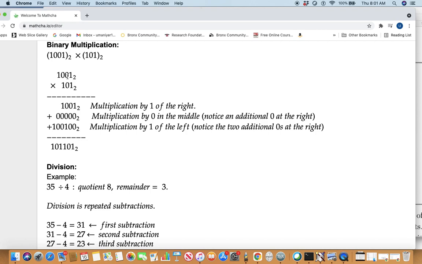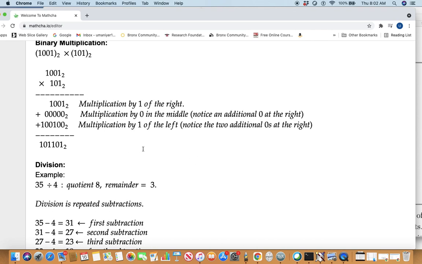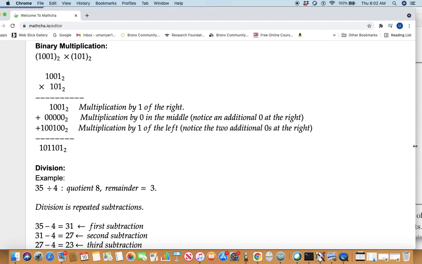This one, when I multiply, I get the same. But notice that one is followed by two zeros. So I have two zeros here. Now adding. You have already seen addition of numbers in binary description. So you go ahead and add. That's how you multiply. Okay.